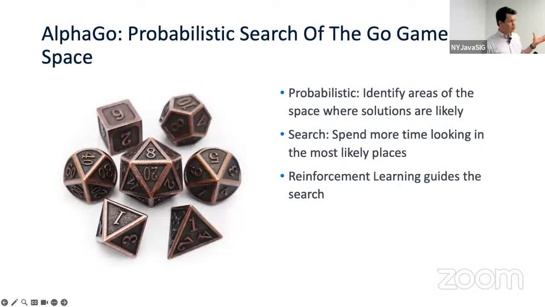AlphaGo from Google uses probabilistic search to identify areas of the board where solutions are likely to exist and focus on those. So we're spending more time looking where the solution is likely to be, rather than just looking everywhere. We use the rules of the game to bound the problem, and our understanding of penalty and reward from the game to guide our search. So although the search space may as well be infinite, we have rules that help guide us. Let's look at another piece of research out of the same group at Google, a bit closer to home.